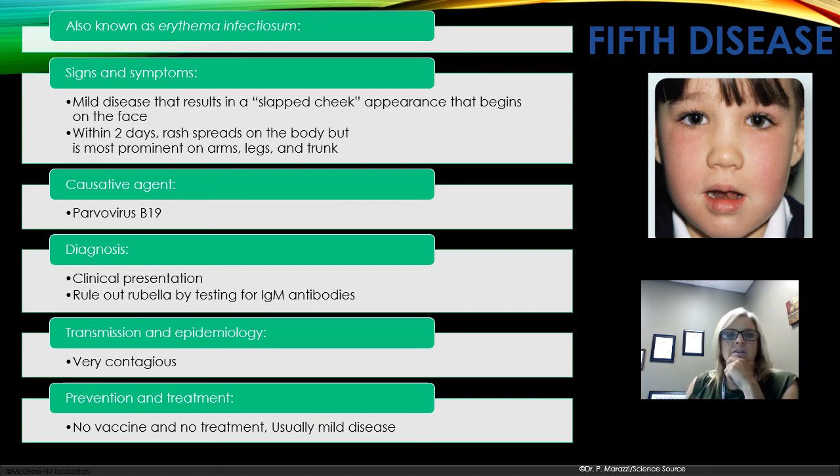All right. And so, like I said, parvovirus B19, you can usually diagnose this via clinical presentation, but it is important to rule out rubella by testing for IgM antibodies. This is very contagious. You'll see this run through things like daycare centers. This is a very mild disease, and so it's mostly palliative care. You're just treating the symptoms, okay? There's no vaccination for this either. It's just not necessary.